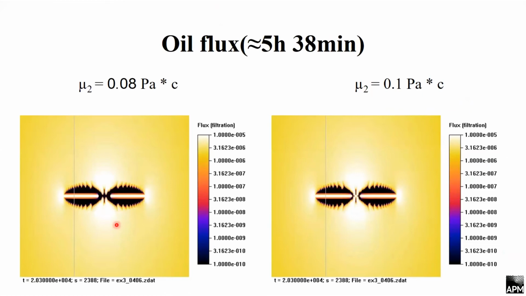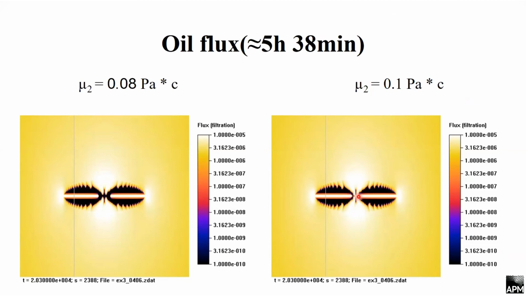Here we can see the oil velocity at the same time moments for each case. And here you can observe the presence of breakthrough in this case and the absence of breakthrough in this case. When the fracturing fluid has a high viscosity, a breakthrough through areas near the production well is possible.